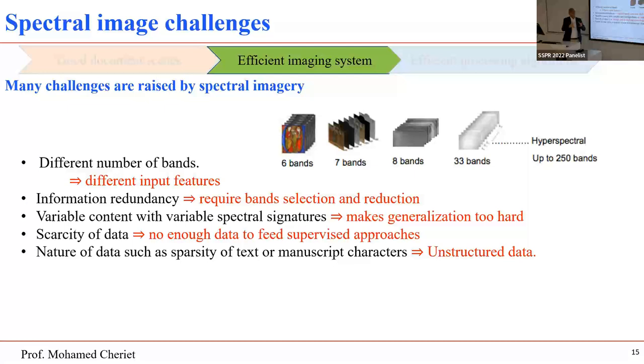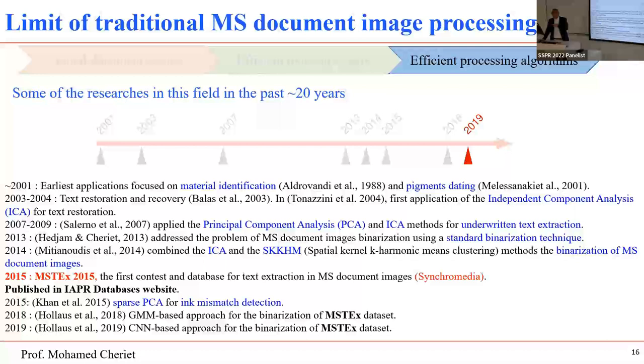From that point of view, we have studies from the last 20 years, and we just capture a couple. Since 2000 they tried to be interested in, for example, material identification, but on color images. And you have text restoration. Tonazzini from Pisa, from Italy, was the first talking about non-linear discrimination between text and non-text. Salerno in Italy also, principal component and ICA. So the Italians were very active in researching this.